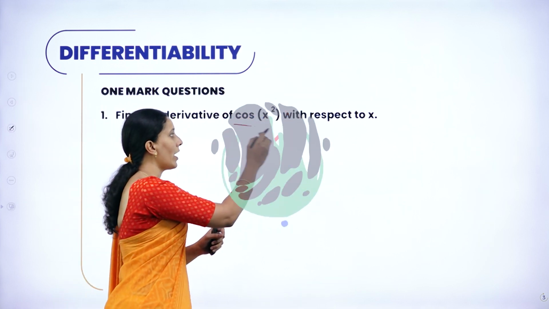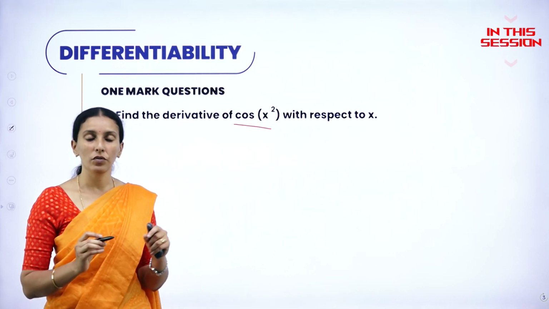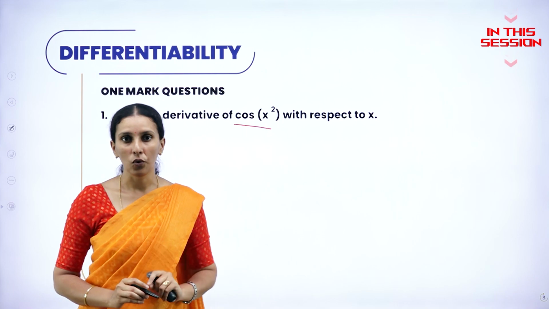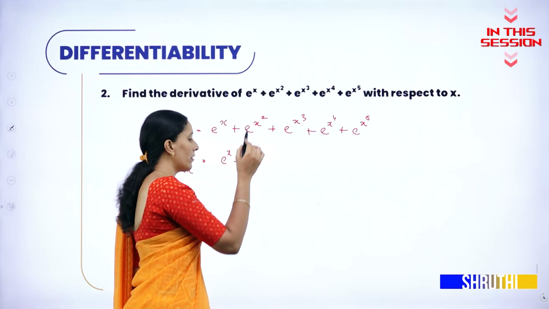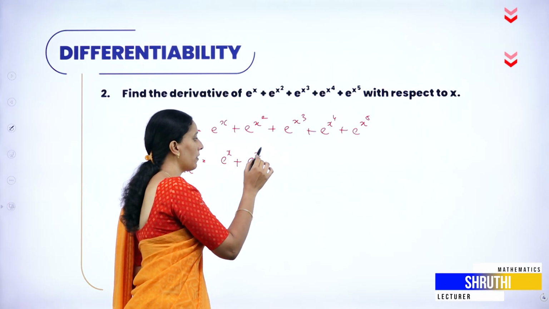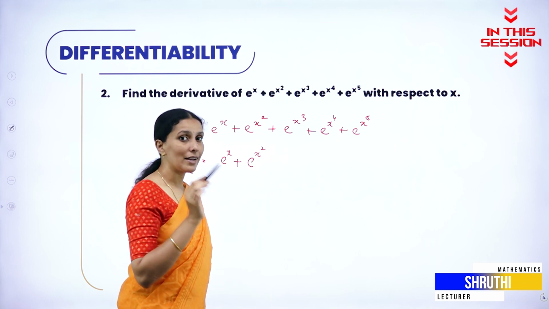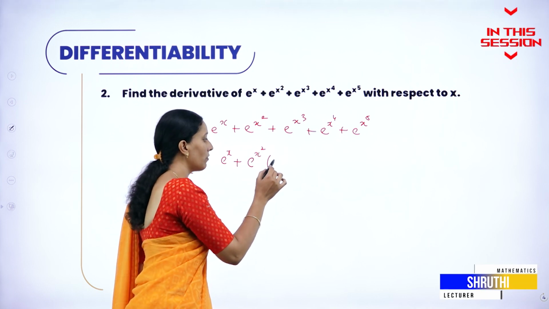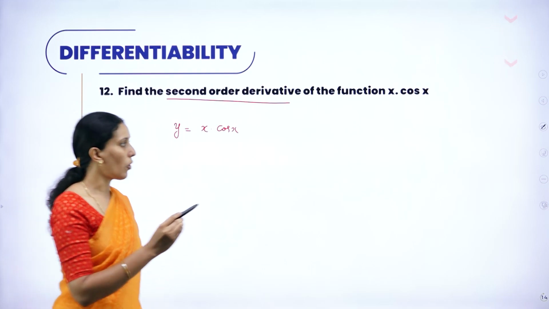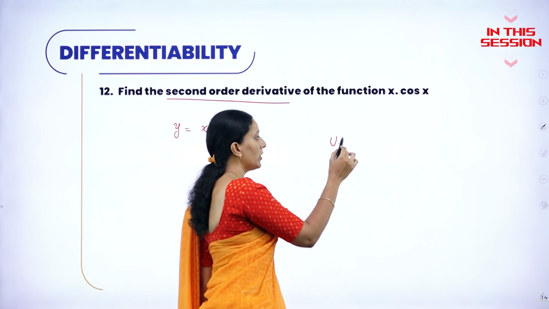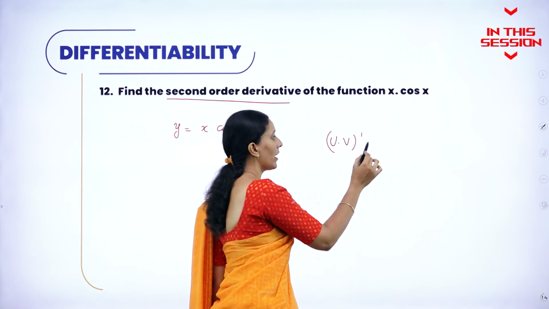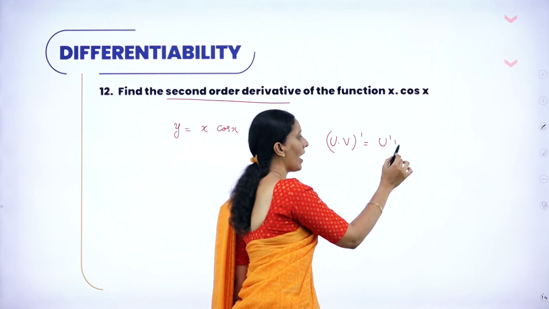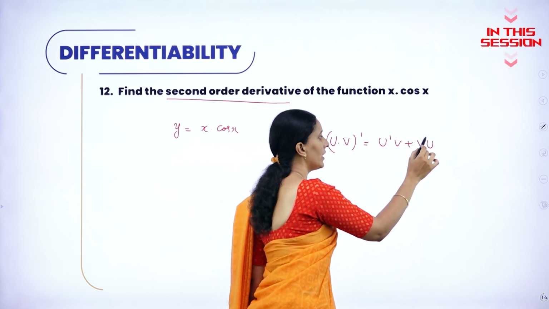Cos of x square is a composite function. So we are going to use the chain rule here. Derivative of e power anything is the same, that is e power x square, but x square is another function and its derivative will be 2x. What does the product rule say? (u into v) whole dash can be written as u dash v plus v dash u.